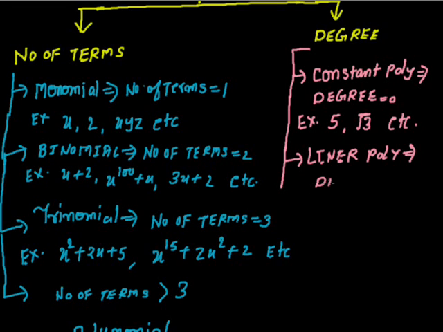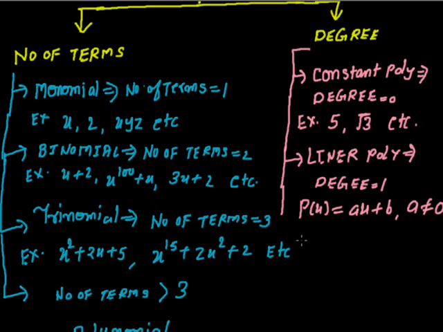We can simply write: if degree is equal to 1, then the expression is a linear polynomial. And we can write the general expression for a linear polynomial. If it is defined in variable x, then p of x can be written as ax plus b, where a should not equal 0. That is the general expression for linear polynomials. Simply any expression in which the degree is 1 is an example of a linear polynomial expression.